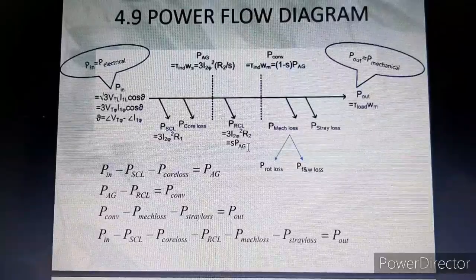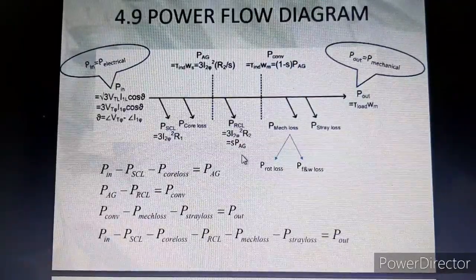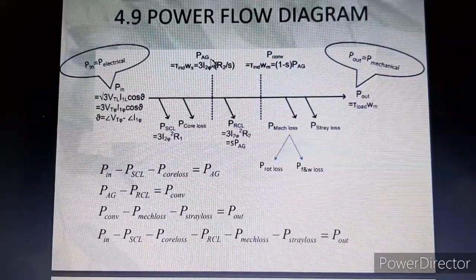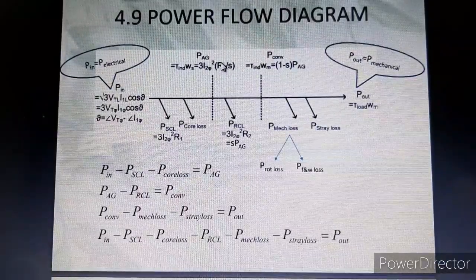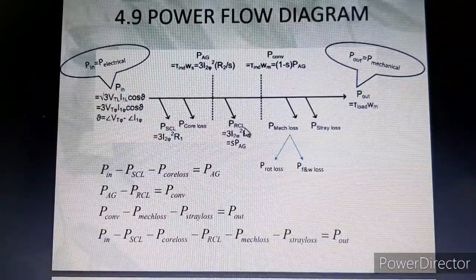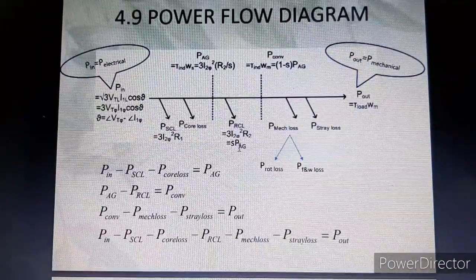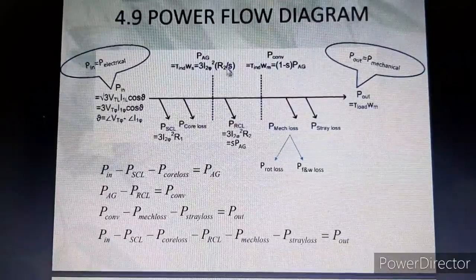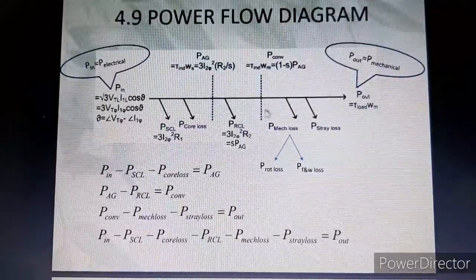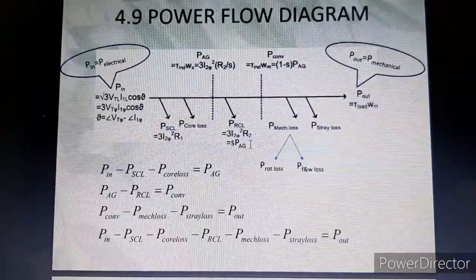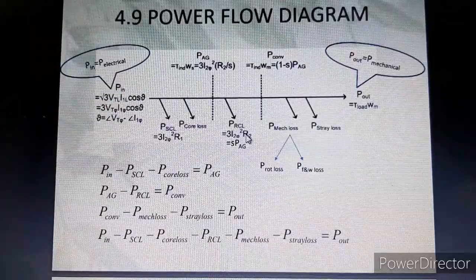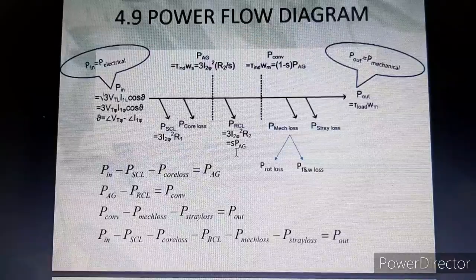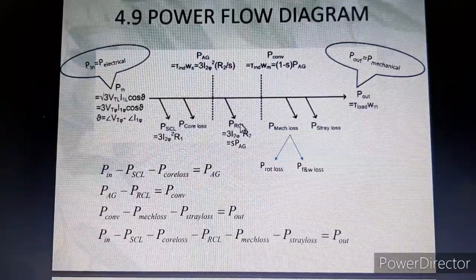If you are curious, where do we get this formula from? Just compare the formulas for PRCL and P air gap here. P air gap is 3 I2 phase squared times R2 over S, while PRCL is 3 I2 phase squared R2. So if we multiply P air gap by S, we can cancel out S, and we are only left with the formula for PRCL. So that's why we can write a new formula. If we multiply S with P air gap, we will get PRCL.